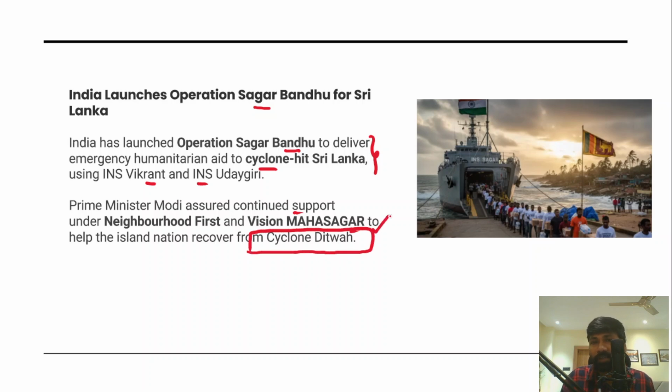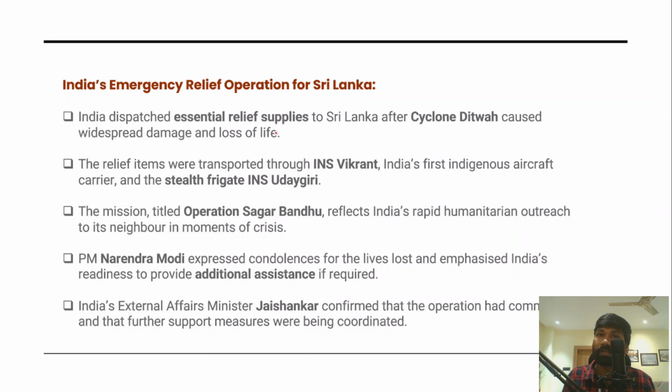Sri Lanka has been facing the worst impact of cyclone Ditwa, and in order to provide relief and assistance to Sri Lanka, the Indian Navy has deployed INS Vikrant and INS Udaygiri under its flagship operation called Operation Sagar Bandhu. India will provide all necessary assistance to Sri Lanka under India's Neighborhood First policy and Vision Mahasagar as well, right? Sri Lanka has been facing cyclone Ditwa, which has led to the loss of hundreds of lives as well. Therefore, it is important to provide essential relief supplies to Sri Lanka.